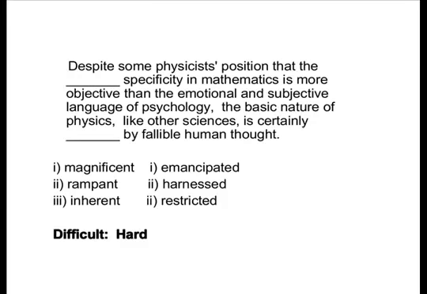Okay, so for the first blank, despite some physicists' position that the blank specificity in mathematics, so they're claiming something very deep about mathematics that makes it objective, factual, okay? The only word that makes sense there is something built in, or integral, or part of mathematics that cannot be changed. Magnificent doesn't make sense because that just means wonderful, too ambiguous.